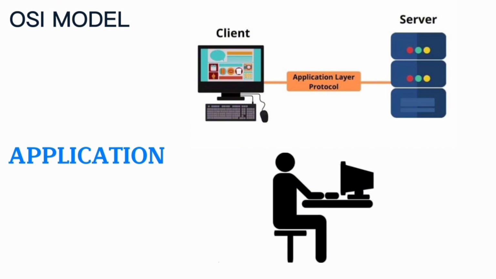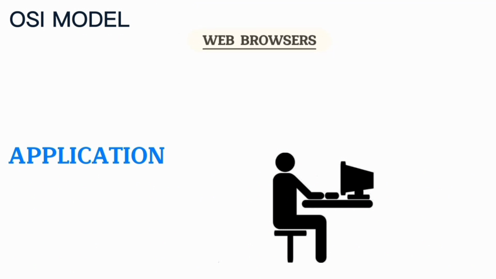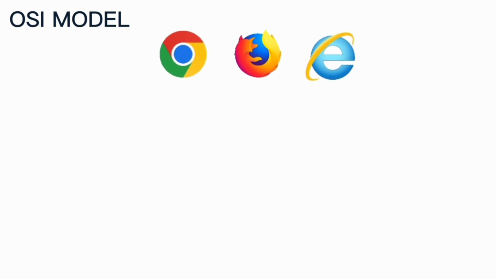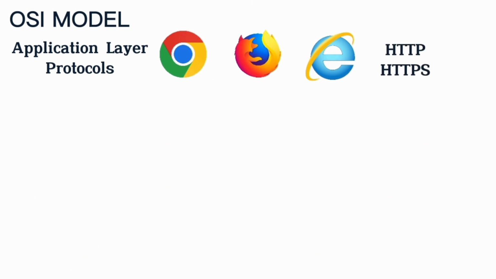These application software are those that implement a communicating component. Applications such as web browsers that use HTTP or HTTPS, for example, are Google Chrome, Firefox, and Internet Explorer, etc. These applications use application layer protocols. For Google Chrome, Firefox, and Internet Explorer, they use HTTP or HTTPS.